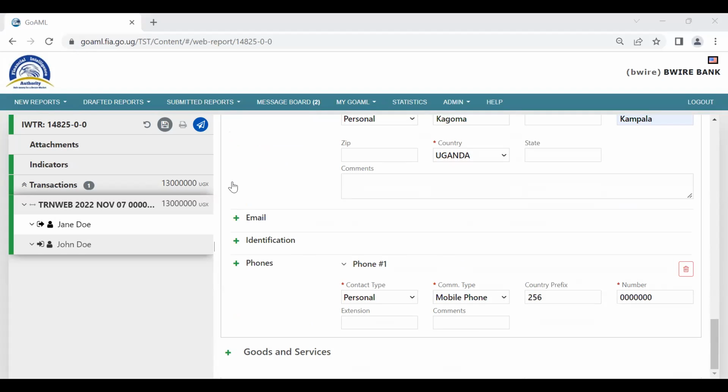Indicators are not applicable to this section. Indicators are for suspicious transactions, so those are what tipped you off. They're not applicable for IWTRs or large cash or additional information files or aggregated large cash. All right, so any questions? If you're done, you can submit.